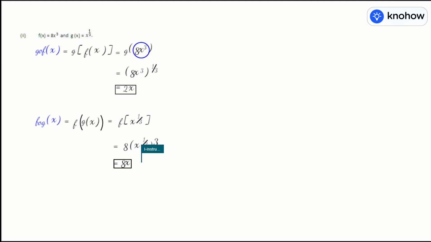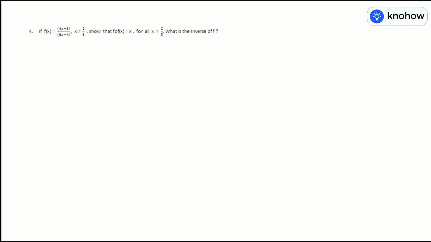Now in the next sum we are defined a function f(x) equal to (4x plus 3) by (6x minus 4), x not equal to 2 by 3, otherwise the denominator will be 0. We have to prove the composite function FOF is x, and hence find the inverse of f. So let us see what is FOF of x. FOF of x means f of f(x). f(x) is already defined to you as (4x plus 3) divided by (6x minus 4).